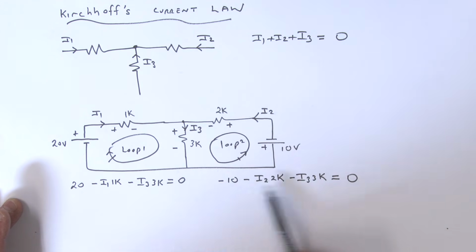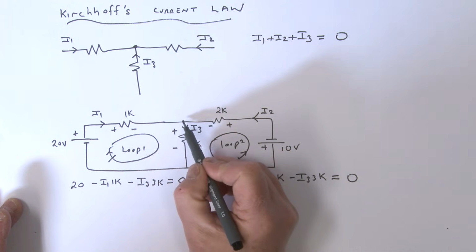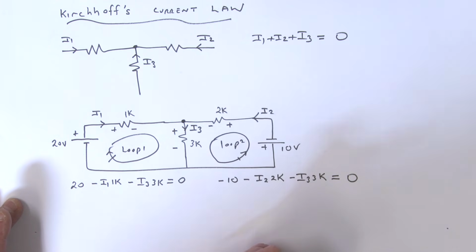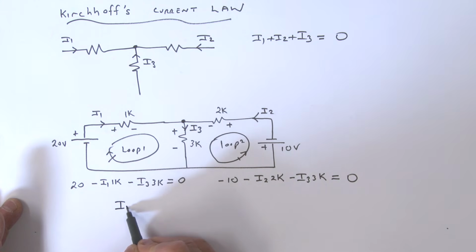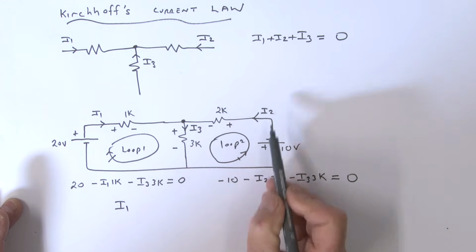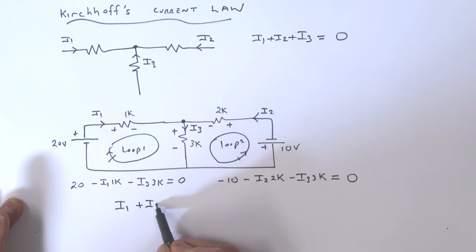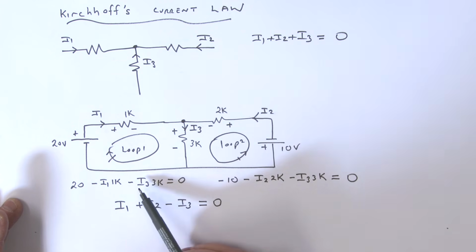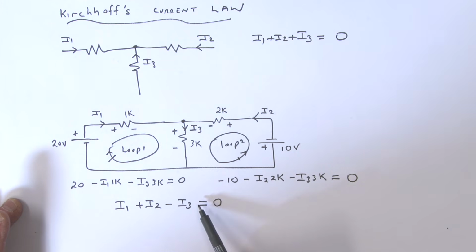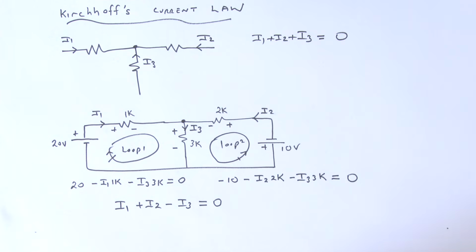So I've now got 2 equations. There are 3 unknowns, the 3 currents. So where do I get my third equation from? I'm going to get it from that node, summing the currents at that node. What's going in? I1 is going in, there it is. What else is going in? I2 is going in, so that's a plus I2. I3 is going out, so that's a minus I3, and all of that is equal to 0. So I now have 3 equations with 3 unknowns, and I'm in a position to start solving for those unknowns.